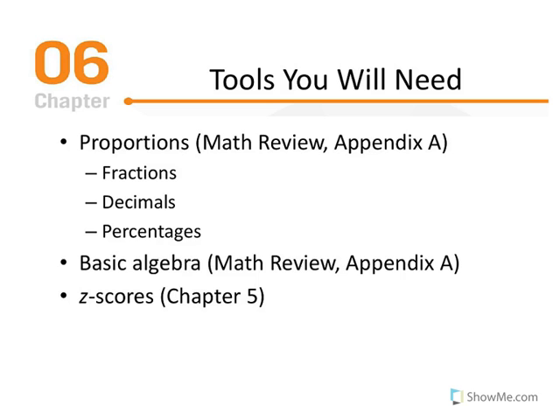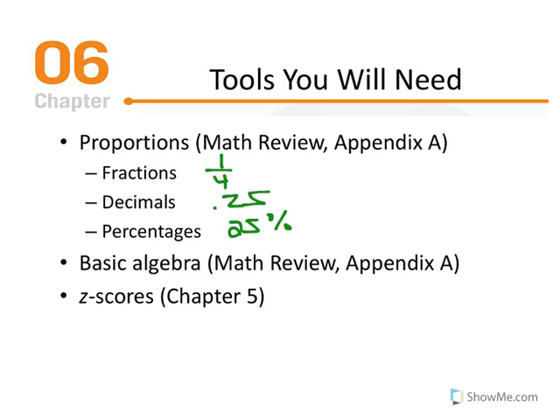So tools you will need to be successful with this chapter: an understanding of proportions. We understand that a proportion can be expressed as a fraction, decimal, or percentage. So we may see a fraction of 1/4, and we know that that's the equivalent of a decimal of 0.25, and that's the same as saying something has a 25% chance of occurring.